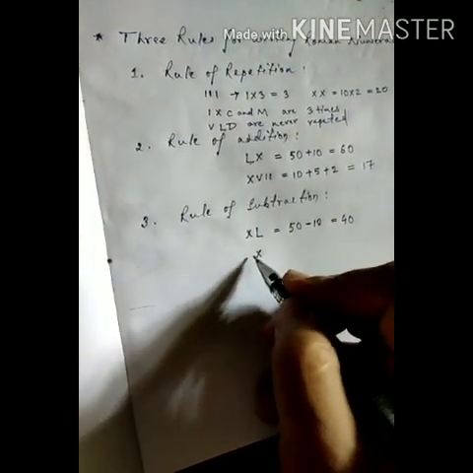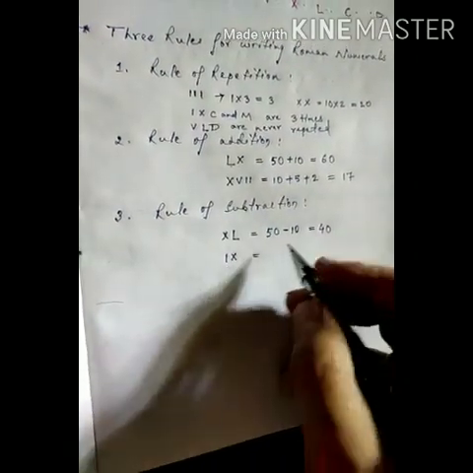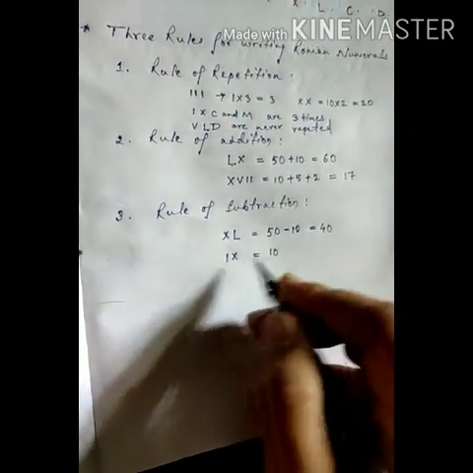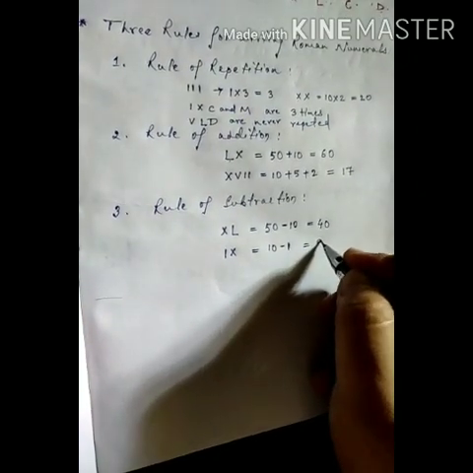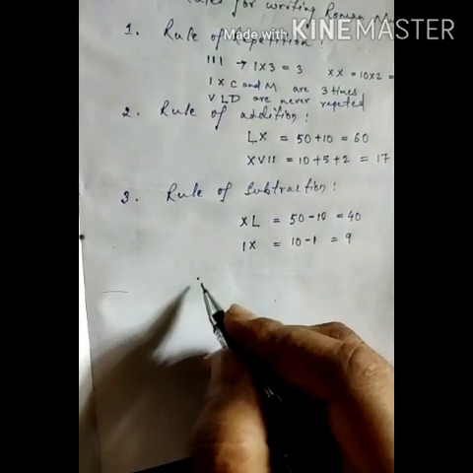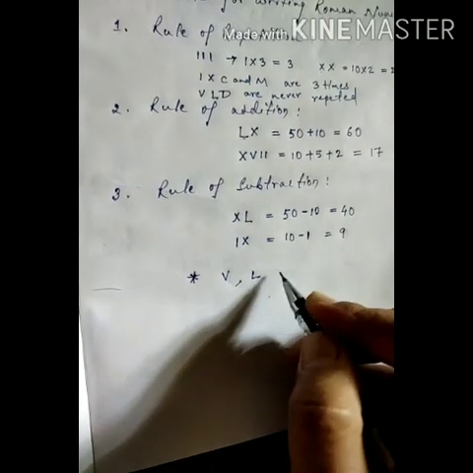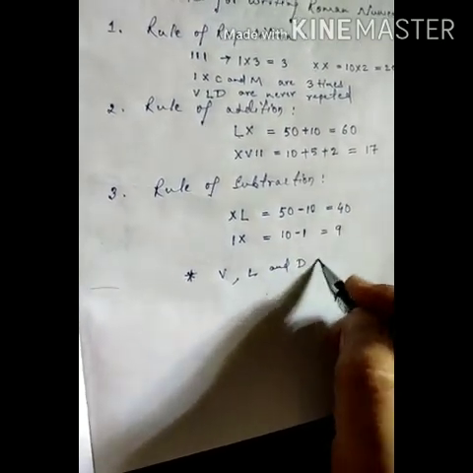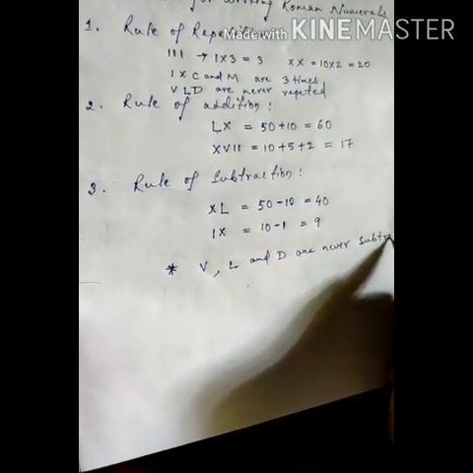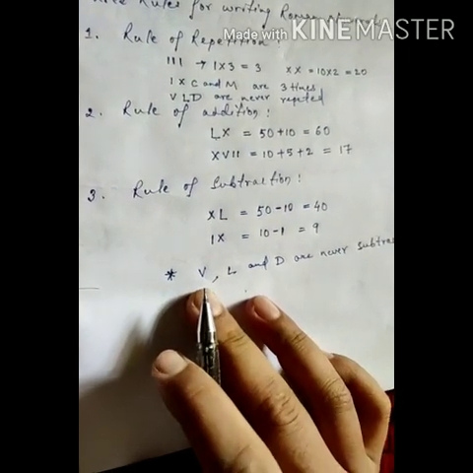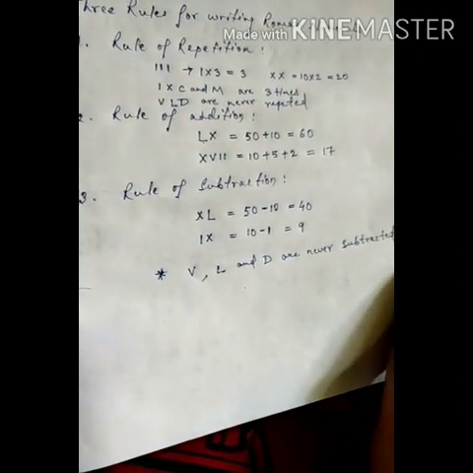For example, take IX. X means 10 and I is on the left hand side, meaning minus 1, so 10 minus 1 means 9. An important thing to remember in this is that the alphabets V, L and D are never subtracted. These alphabets, V 5, L 50, and D 500, are never subtracted.